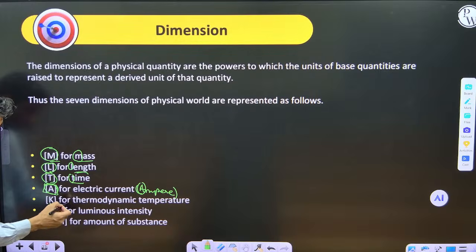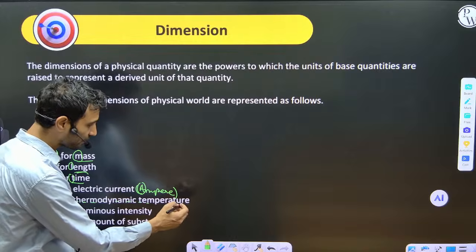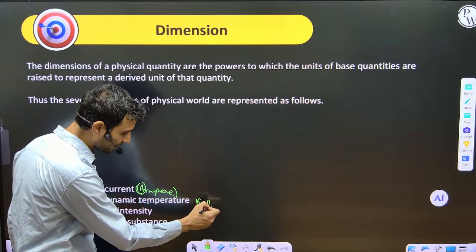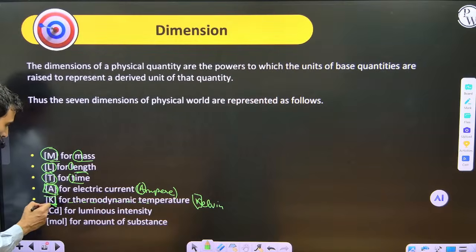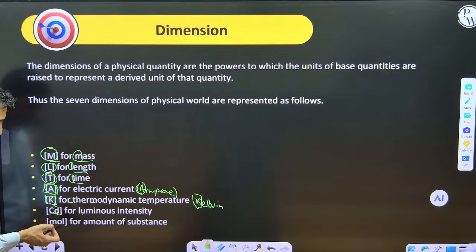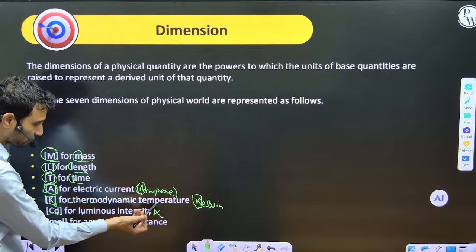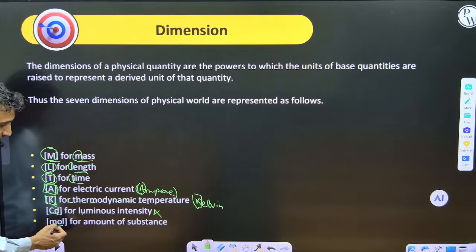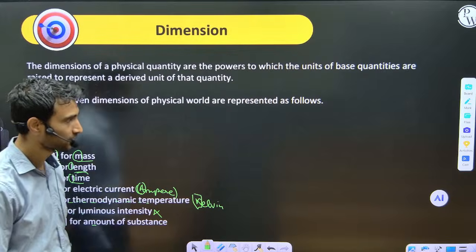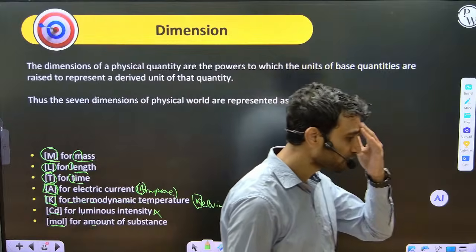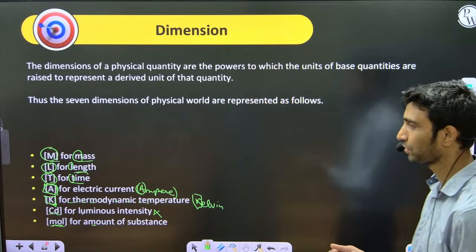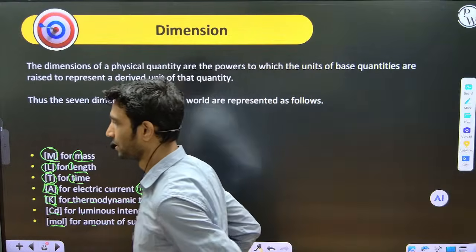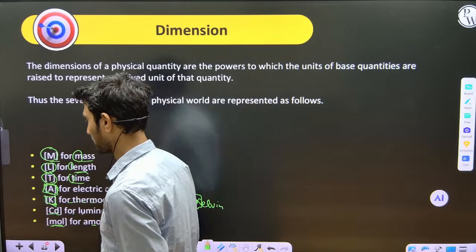Then K for thermodynamic temperature. How does it reflect? You know that there's something called Kelvin, and the K for Kelvin reflects here as K, right? And CD is for luminous intensity, which we don't need, so don't worry about this much. We won't be using this. MOL is for the amount of substance, mole, right? So these are the dimensions. Now this will not give you a good idea. We have to do some questions to get a better picture of what this means, right? So let's do a bunch of problems that will make things even more clear.